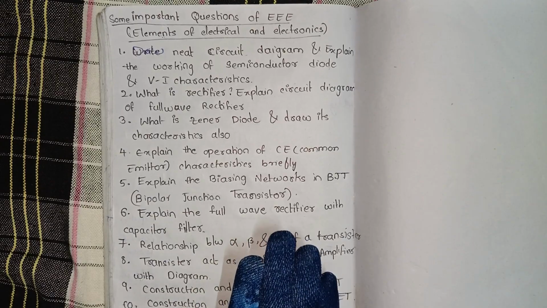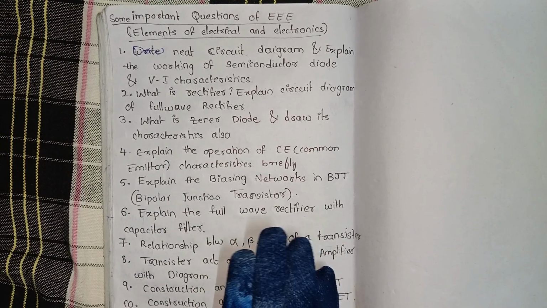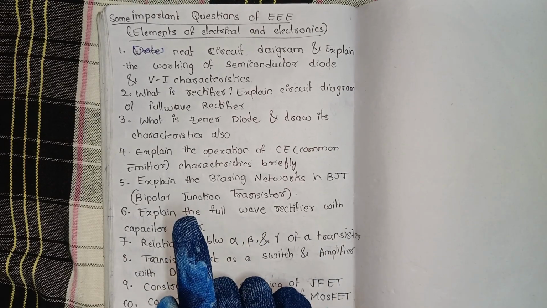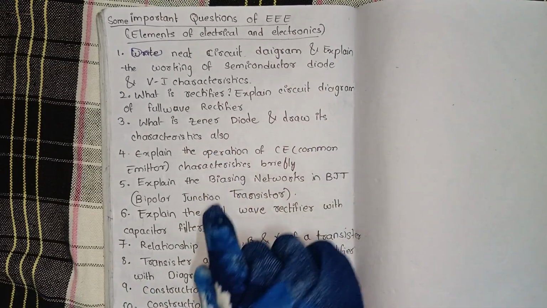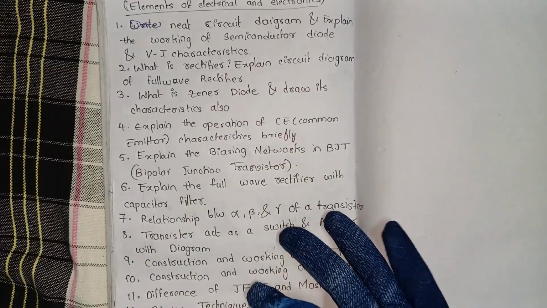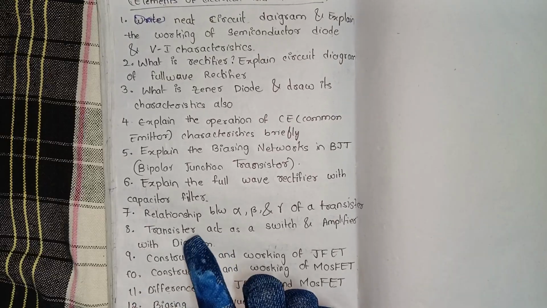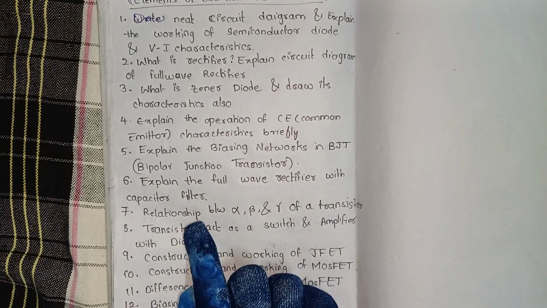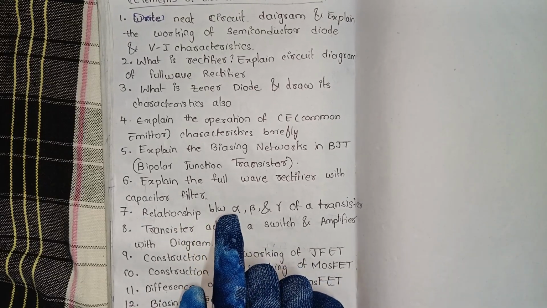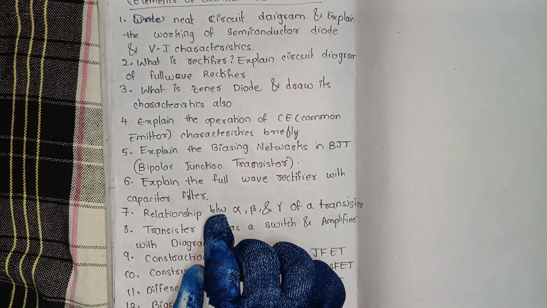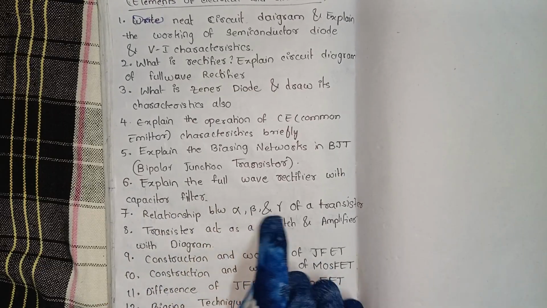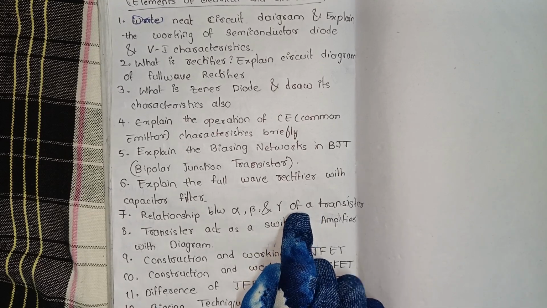In the previous class, we have seen the sixth important question and its answer of the Tribuli subject. So, in this class, I will explain the seventh important question and its answer. Okay. So, the seventh question is the relationship between alpha, beta, gamma of a transistor.